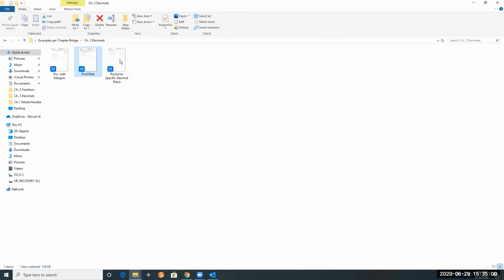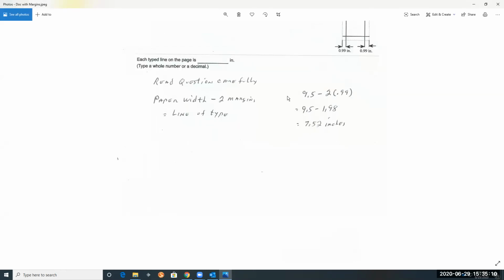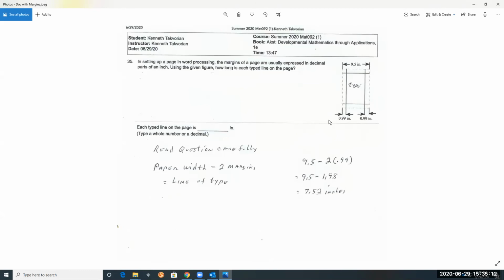And one last problem. This one usually bothers people. We have a piece of paper that's 9.5 inches wide. Our English teacher says put a margin on each side of 0.99 inches and only write between the margins. So we want to type between those two margins. What's the space that we're allowed to write in? Read the question carefully. Look at the picture.